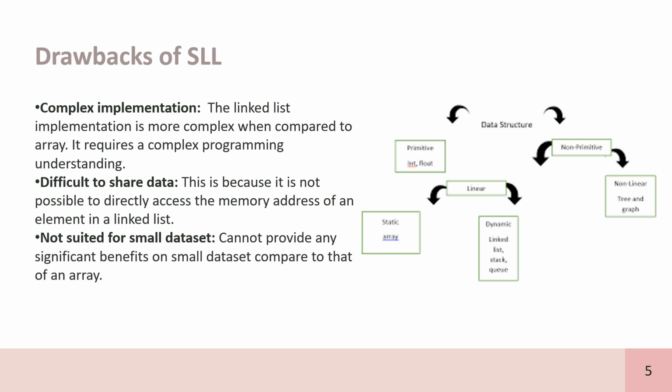There's also another drawback where in a singly linked list we can only move forward. We cannot move backward. That means backward traversing is not possible.